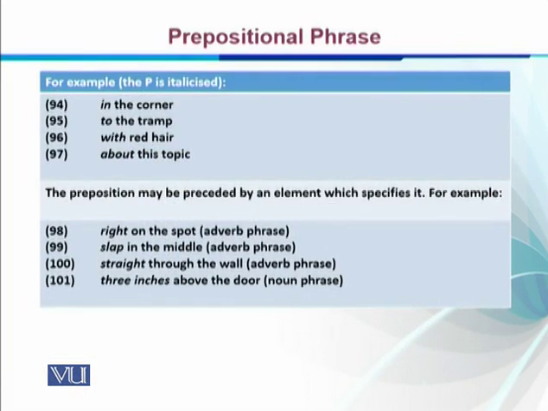For example, the P is italicized in the corner. In is the preposition, it's the head of the prepositional phrase. To the tram, to is the head of the phrase. With red, with is a preposition, it's the head of the phrase. About this topic, about is the preposition, it's the head of the phrase, right?